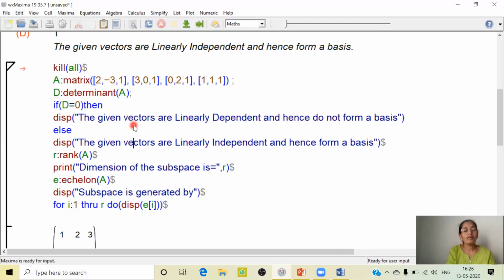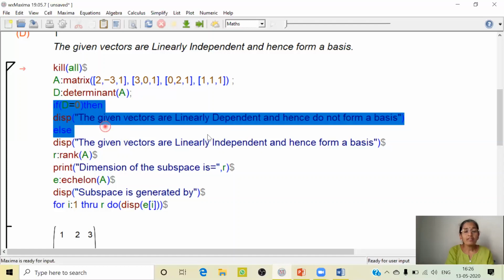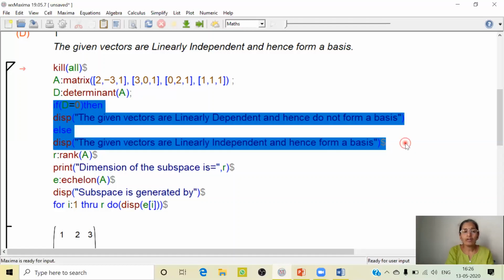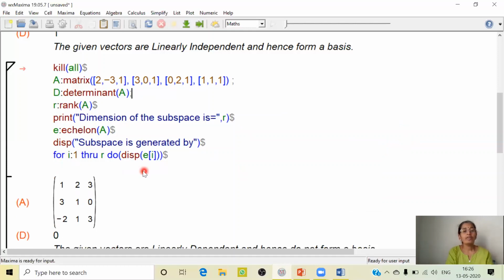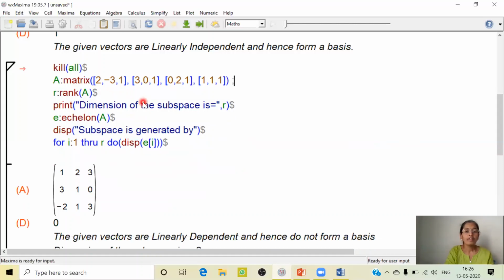Now we need to check whether these are the basis of R cube. So it is not a basis, so let us delete all those codes here. We need to find only the dimension of the subspace and the space generated by the vectors. So let us have the matrix command. Let us have the determinant command. Even the determinant command is not required here because we are not using D here. So it is enough if you find the rank.